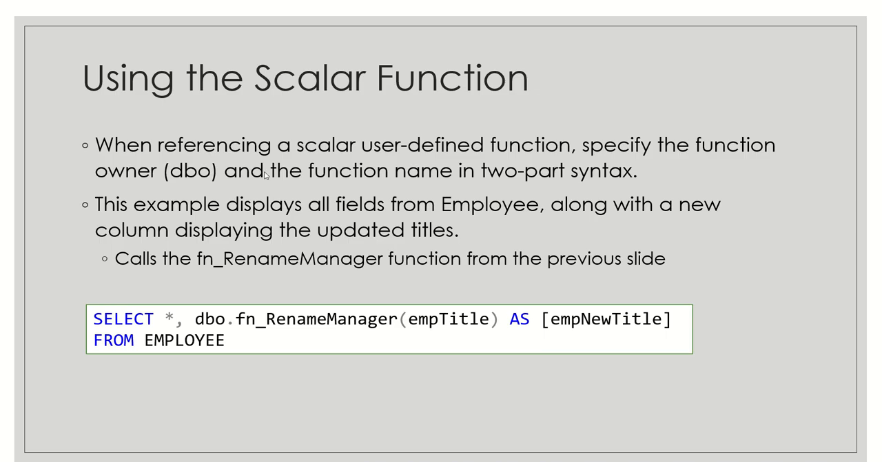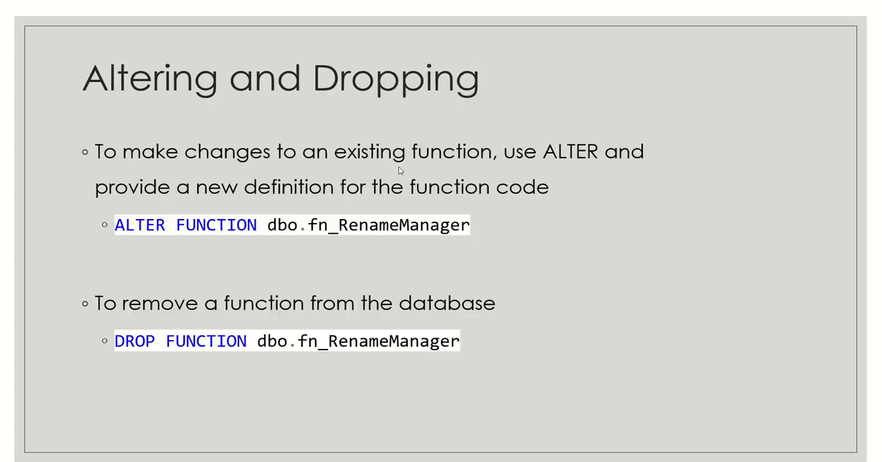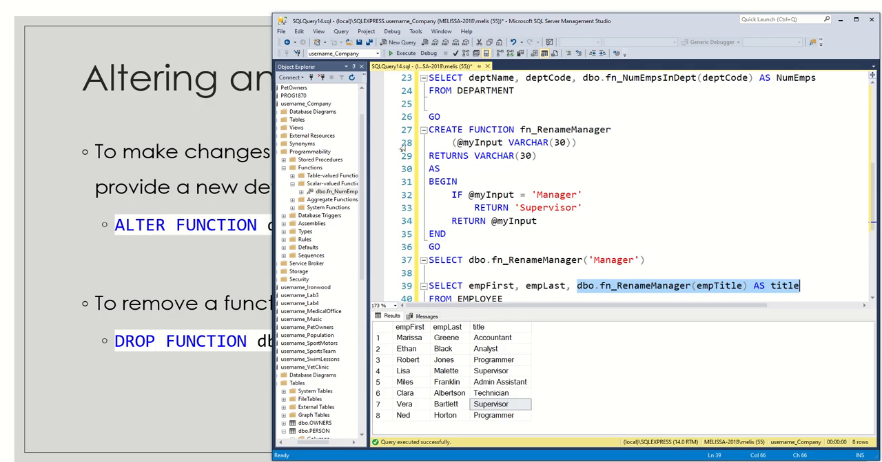So here's that example of selecting some of the fields, including calling a function. If you want to make changes to an existing scalar function, use an alter statement and provide a new definition for the function code. So sometimes it's not quite so easy to just drop and remake something if you want to change it. You can choose to alter instead.